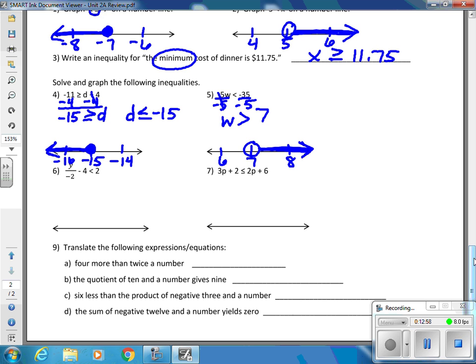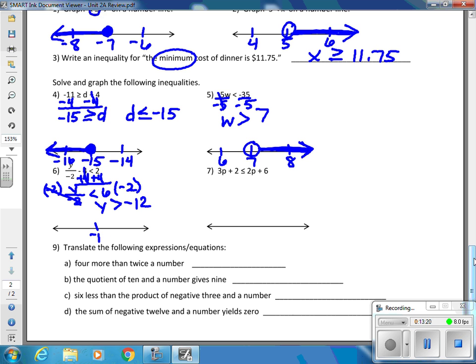Right, for number 6, we want to get rid of the constants first. This is a two-step. So we're going to add 4 to both sides. You have y divided by negative 2 is less than 6. To get rid of divide by negative 2, we are going to multiply by negative 2. And because we are multiplying by a negative number, we have to flip the sign. So it's going to say y is greater than negative 12.